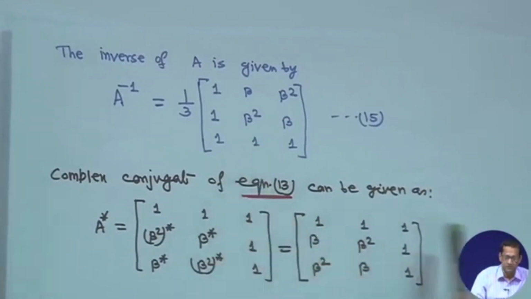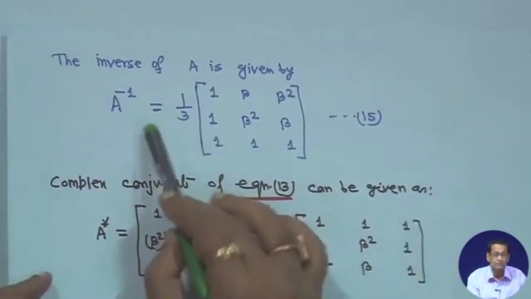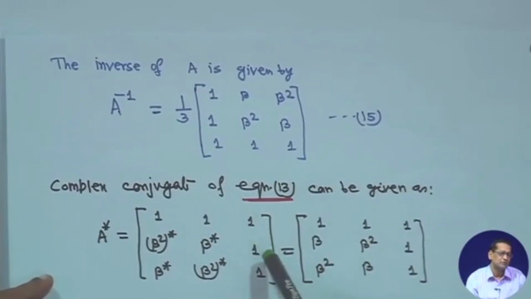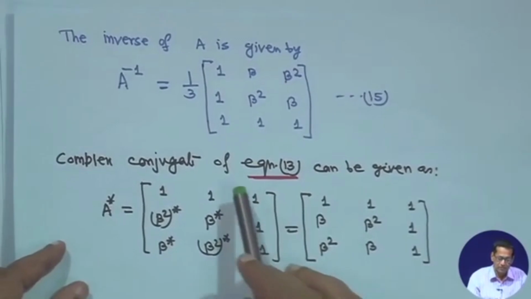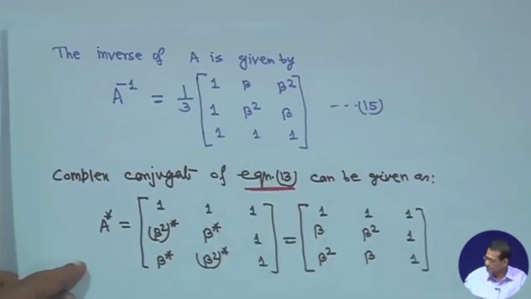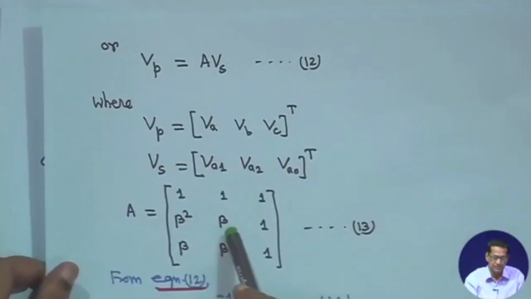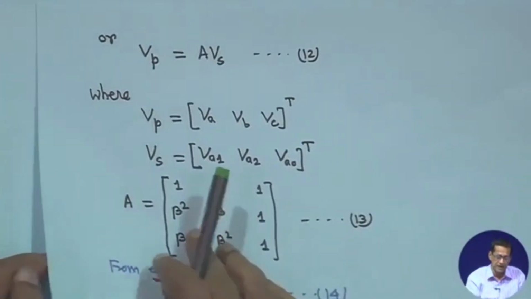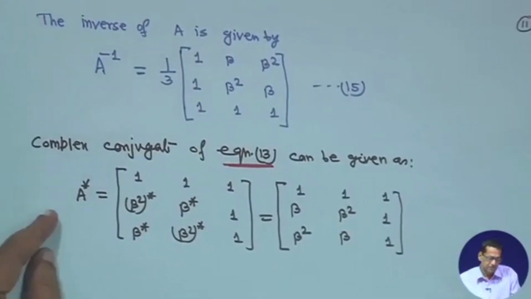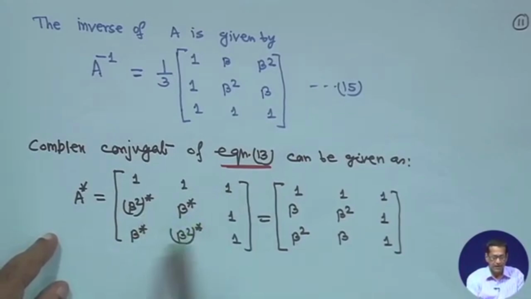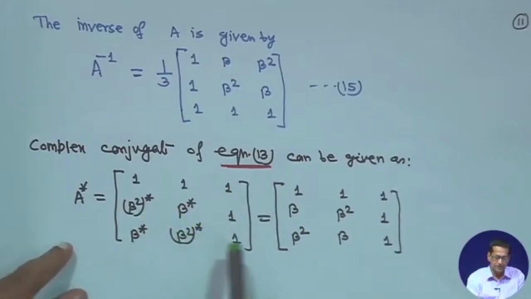I will show you one methodology for how one can remember this. Basically, A inverse is equal to 1/3 A conjugate transpose. I will come to that. If you take the complex conjugate of this matrix, that is your A matrix, equation 13, then A conjugate will be 1 1 1, 1, beta square conjugate, beta conjugate, 1, beta conjugate, beta square conjugate, 1.